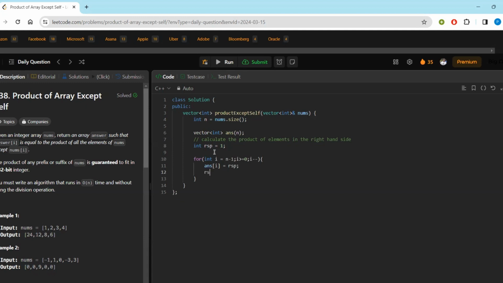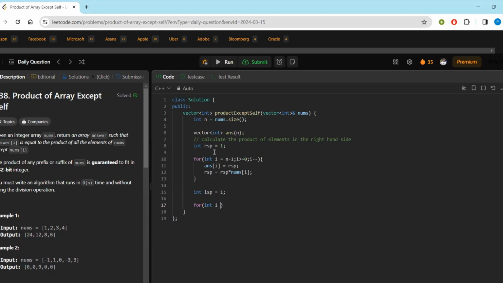Now we will update the product RSP into nums of i. So in this way, we will calculate the product of all the elements present in the right hand side for every index. Now, again, suppose we will calculate the product at left side, which is 1. Now we will update the answer vector, so for every index we have the product at the right hand side. Now we will update with the right hand side product into left hand side product.